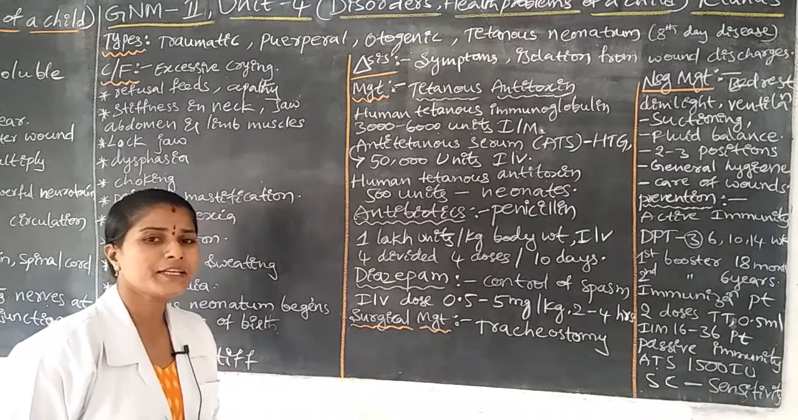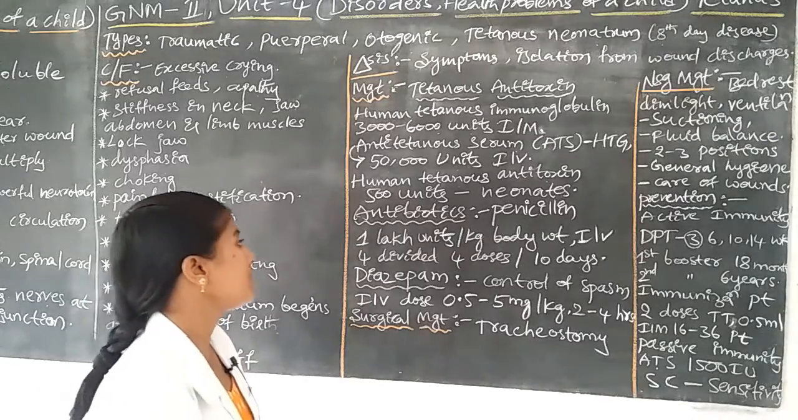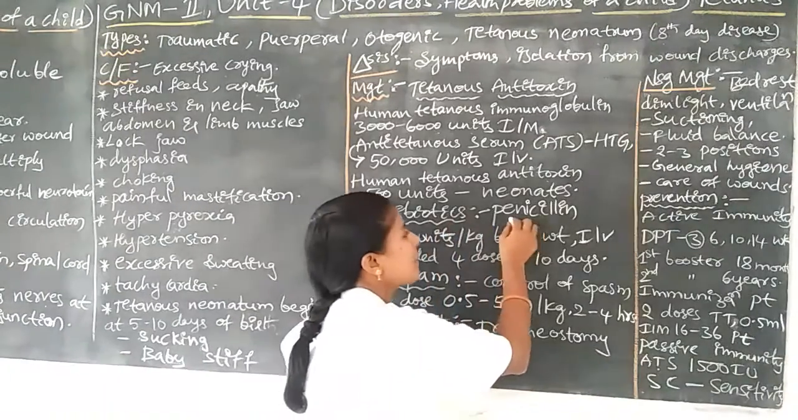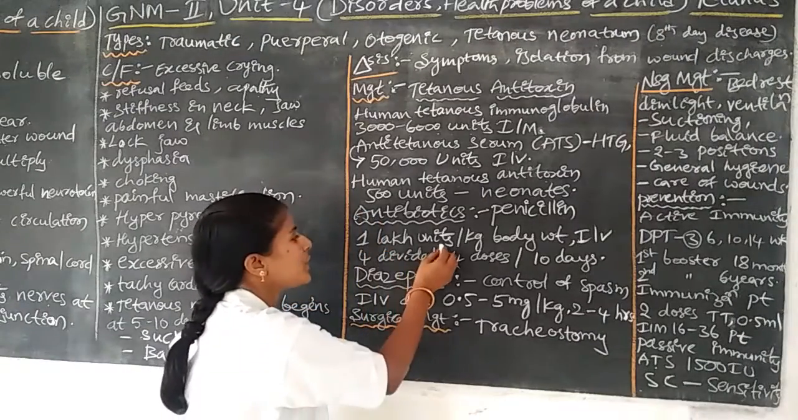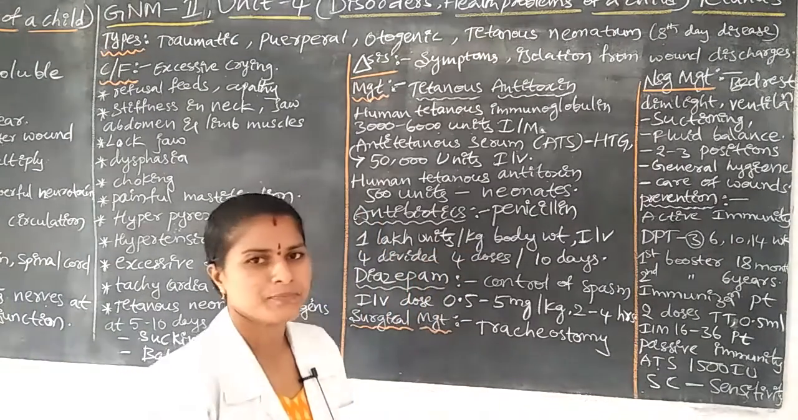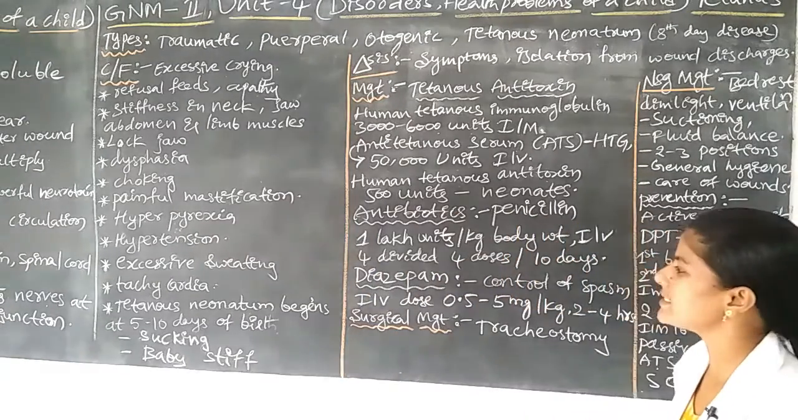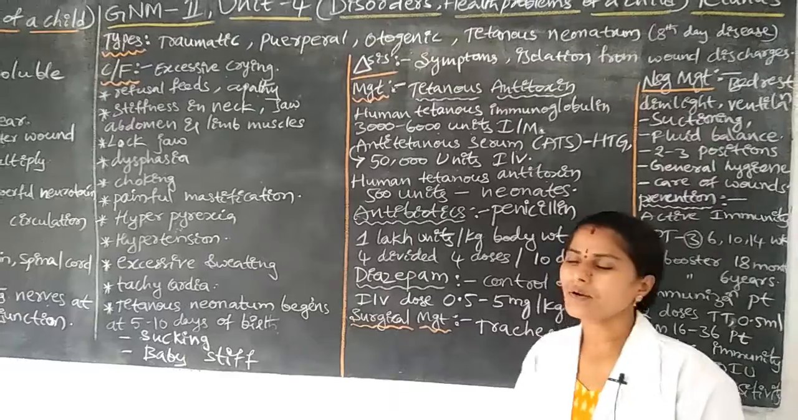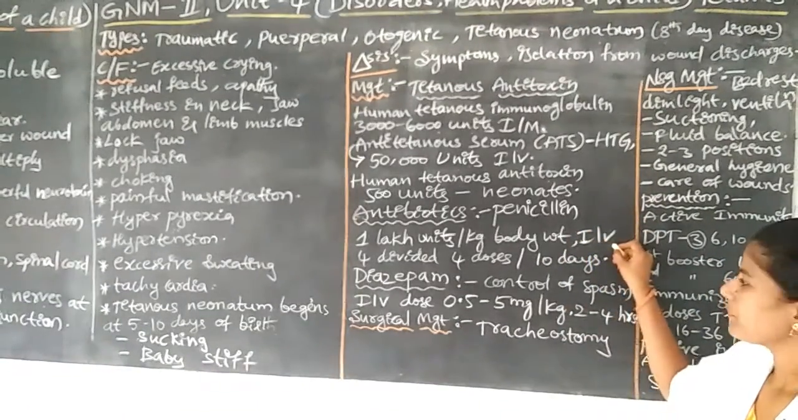What antibiotics do we have to administer? There are many classifications, but among these we administer only the penicillin drug. The dosage is 1 lakh units per kg body weight. The penicillin drug is administered intravenously.